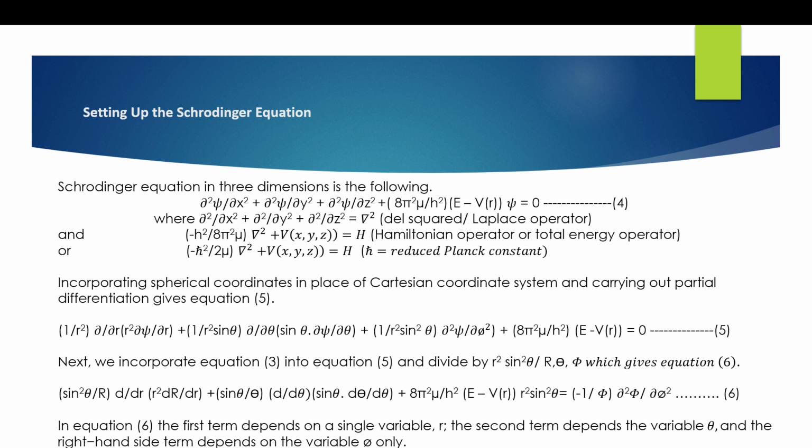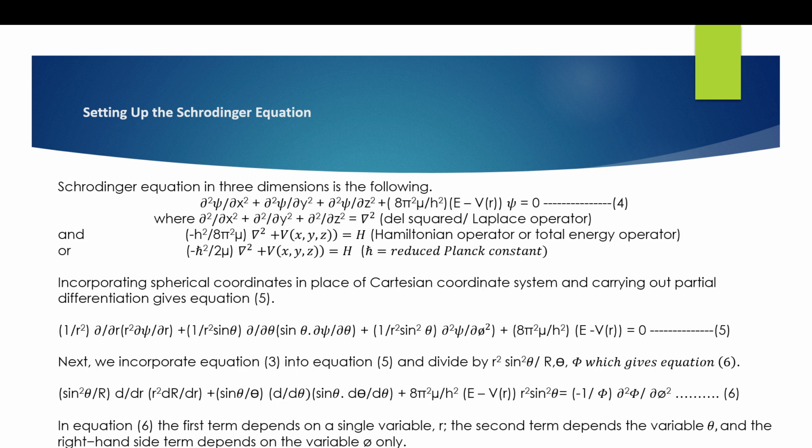Incorporating spherical coordinates in place of the Cartesian coordinate system and carrying out partial differentiation gives equation 5. Equation 4 leads to equation 5. Equation 5 is reproduced here. Next, we incorporate equation 3 into equation 5. What is equation 3? Separation of the wave function into 3 different parts. And divide it by r square sine square theta over r theta phi. It gives equation 6. Equation 6 is reproduced here.